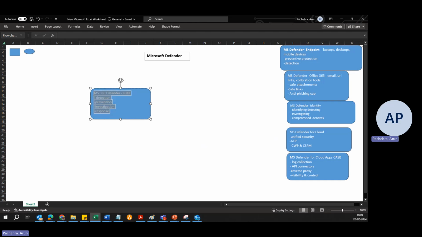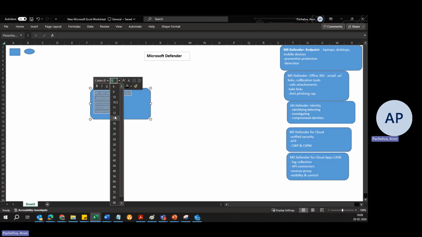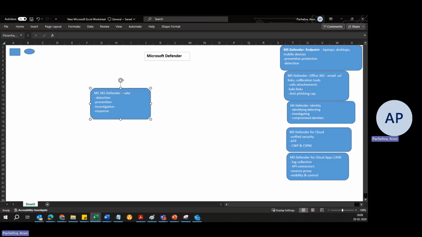attacks. Now it seems pretty familiar, right? What seems familiar? Where it is responding. Where it is responding to the endpoint, to the email, to the identity and the cloud apps. So is it started making some kind of relation? Yes, yes, of course. So what it is? Well, we'll see about that.